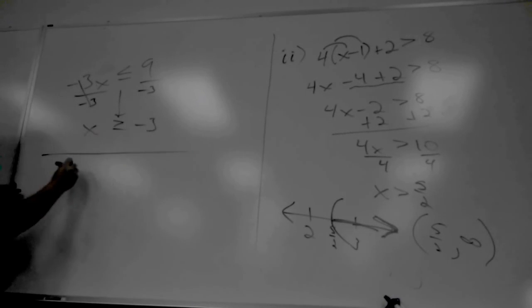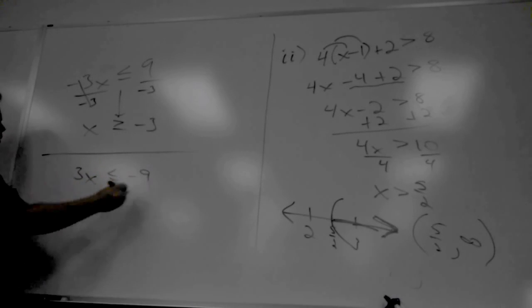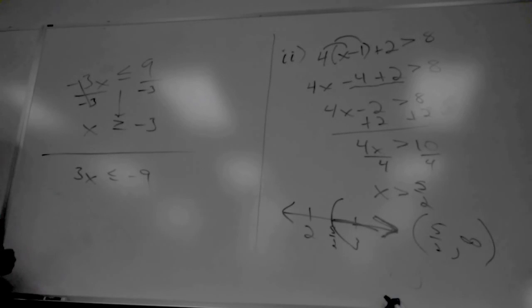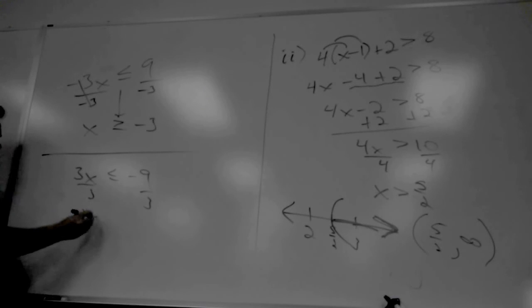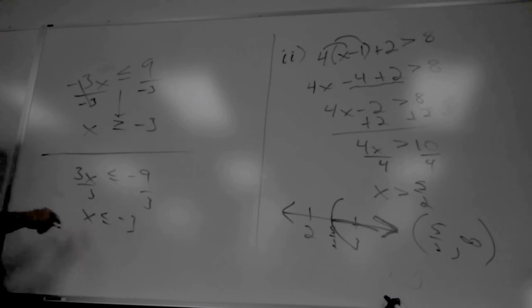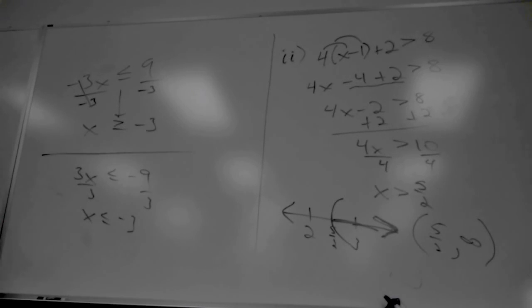Exactly. So if I had this equation, what would you do? Divide by 3. Divide by 3. Am I dividing by a negative? No. So I don't switch the sign. The sign stays the same. I did not divide by a negative. I divided by 3. So the sign's not going to change.